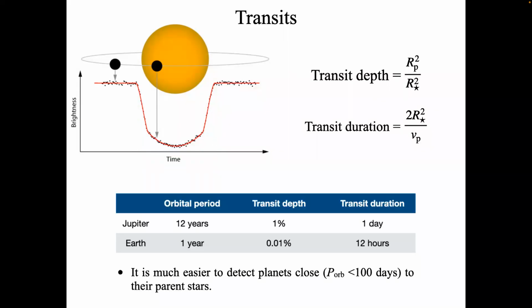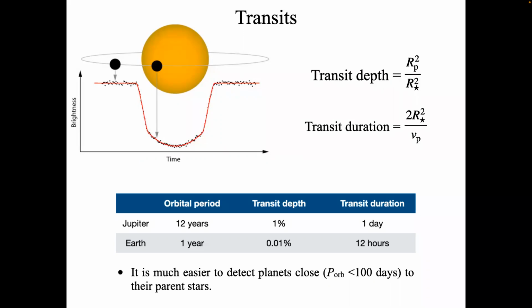And here are some numbers. If a Jupiter is transiting in front of a star like the Sun, you will see a transit depth of roughly 1% of the total luminosity of the star. But if an Earth-like planet is transiting in front of a solar-like star, the transit depth is very small. So it's very difficult to find a small planet.